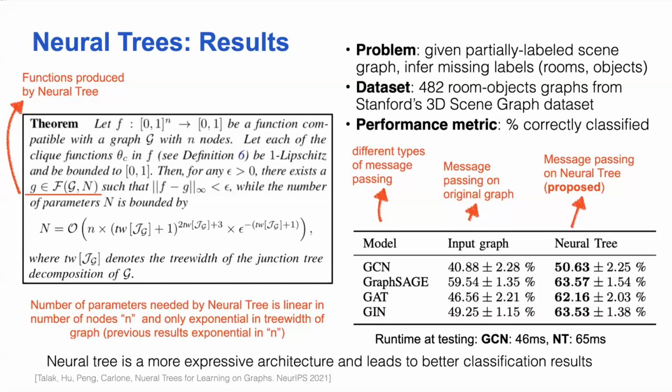So if you do message passing on the input graph versus on the neural tree, you get quite a sizable gain. We also have a theory result explaining why, and the number of parameters that it will need, which is basically proving the old thing that I showed, which is that the complexity is exponential in tree width and polynomial in n in another flavor.